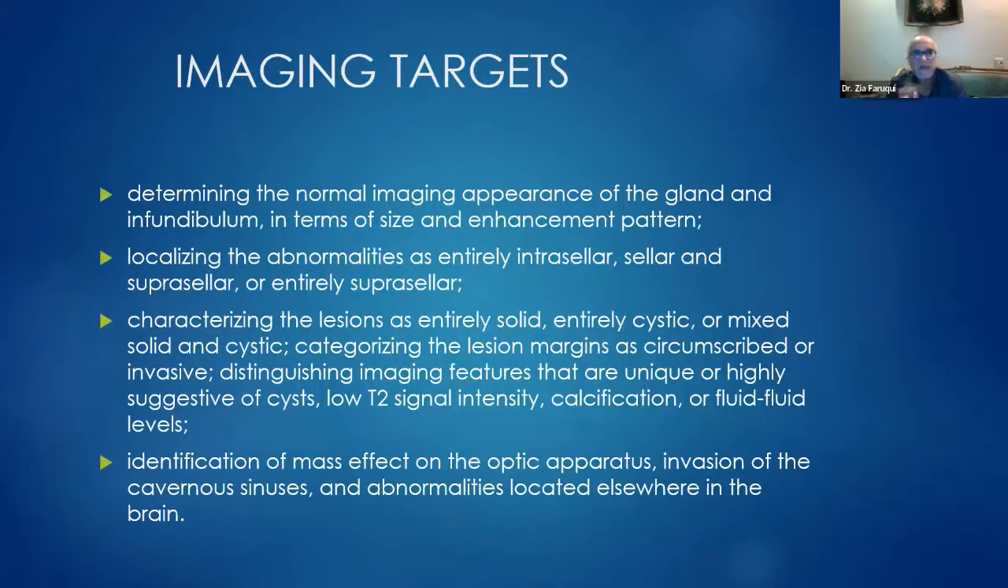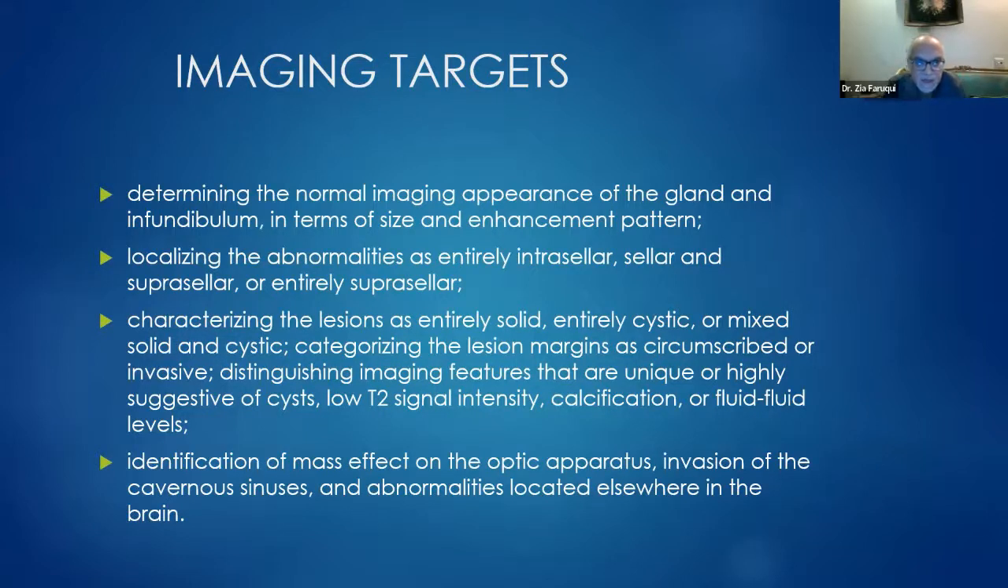So what are our imaging targets? What do we want to do? First, to know if anything is abnormal, we need to know what is normal. So we need to look at the normal appearance of the gland. We need to look at the infundibular stalk in terms of size and the enhancement pattern. And then we need to localize the abnormality. Is it sellar? Is it suprasellar? Is it both sellar and suprasellar, or entirely suprasellar?